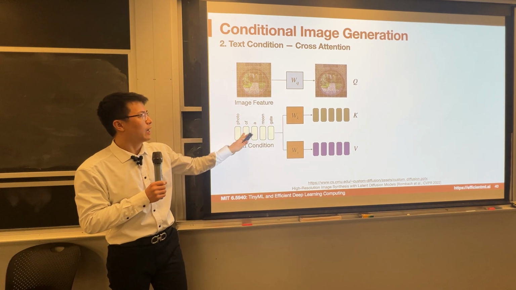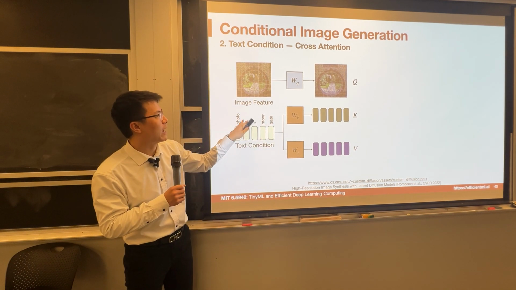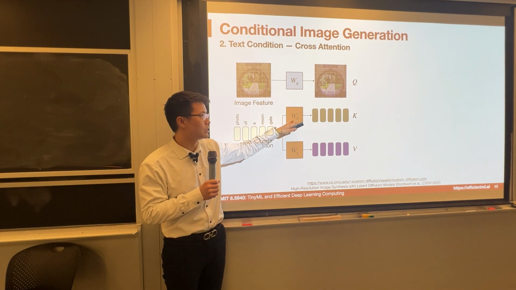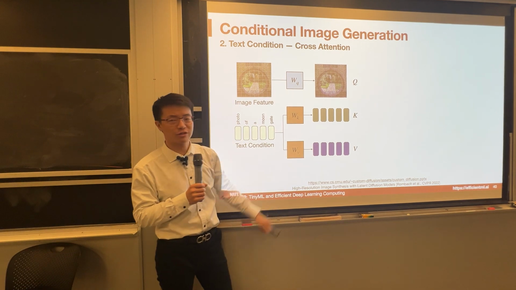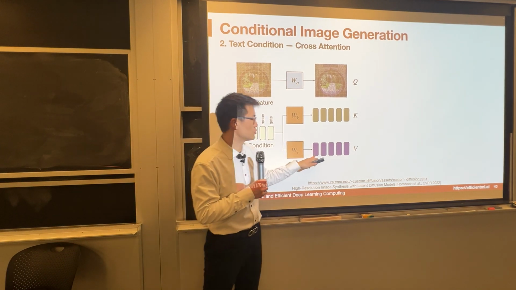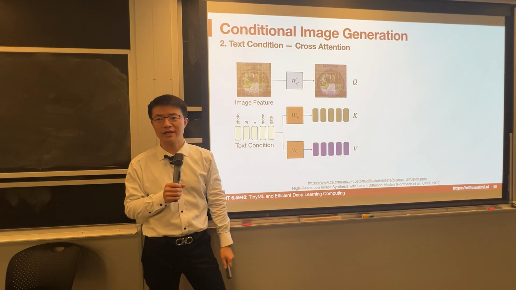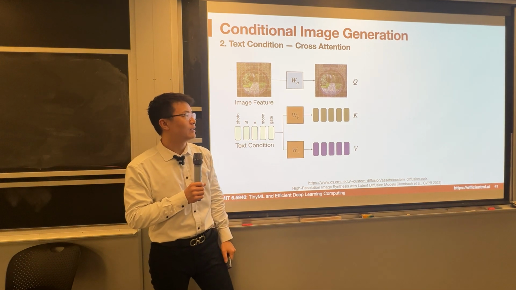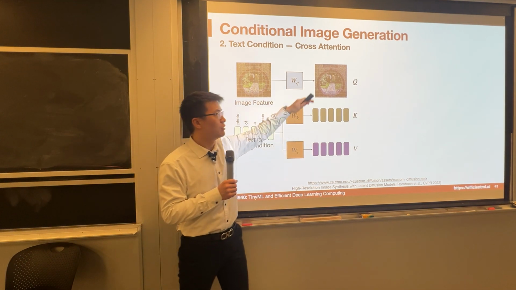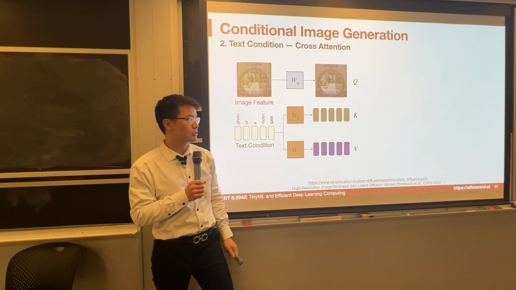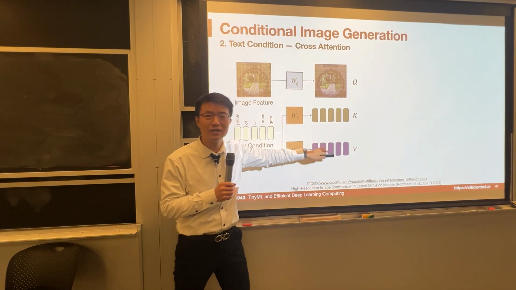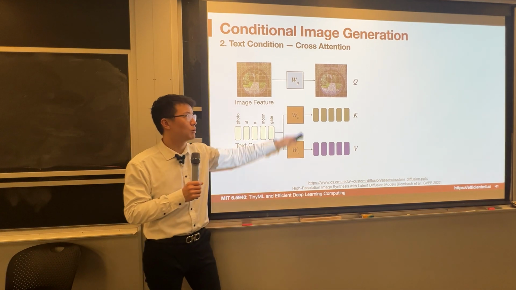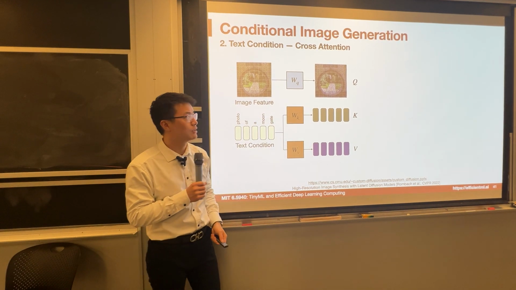Okay? We pass it through a WK matrix to transform it to get the feature as K, and pass it through the WV to project it as the value. And then we pass it through attention. Why do we call it cross attention? Because some of them are coming from the image, some of them, like K and V, are coming from the text. Well, Q is coming from the image.